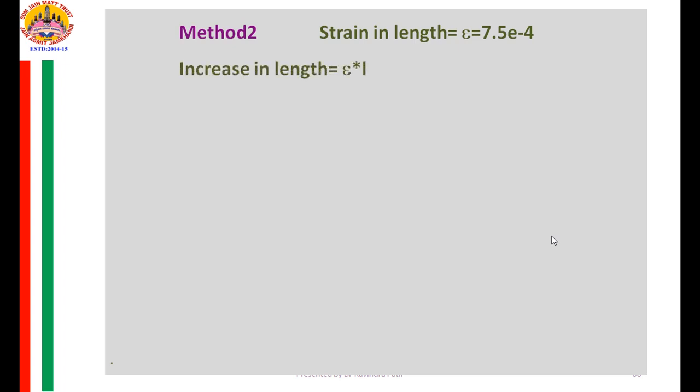Therefore, what is increase in length? Increase in length is nothing but the strain multiplied by the original length. Strain is epsilon A, original length is 300 mm. Therefore, epsilon A into 300. Epsilon A is 7.5 into 10 to the power minus 4 and L is 300. I will get it as 0.225. Now, as length is changing by 0.225, what is the change in volume because of this change in length? I need to calculate.